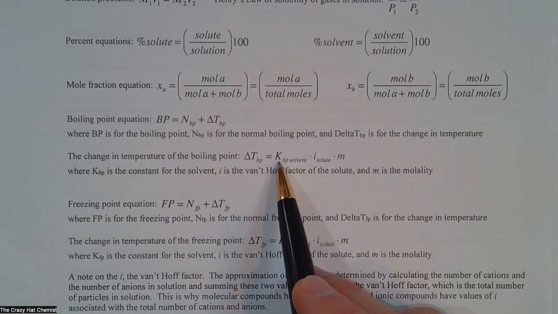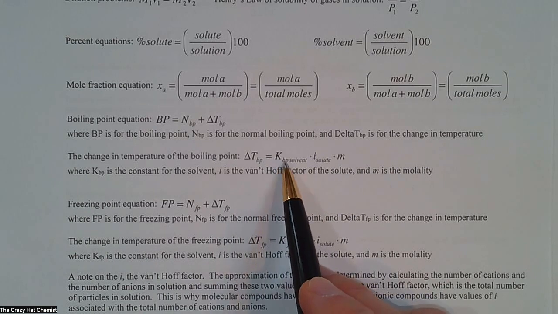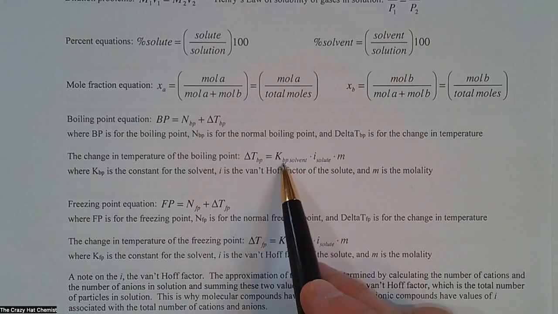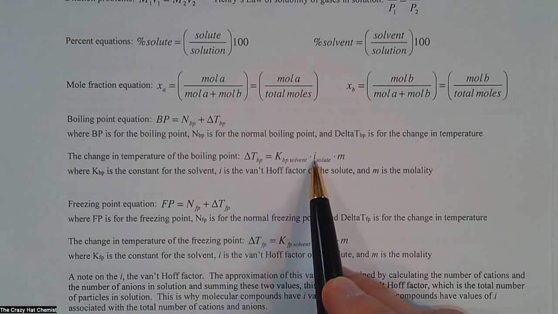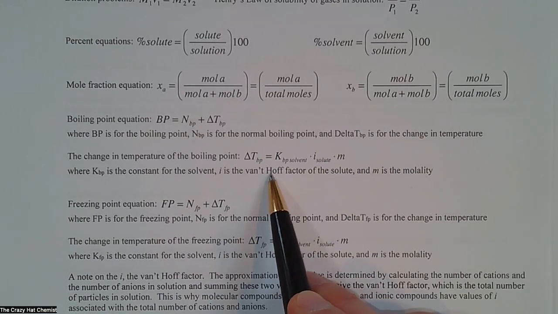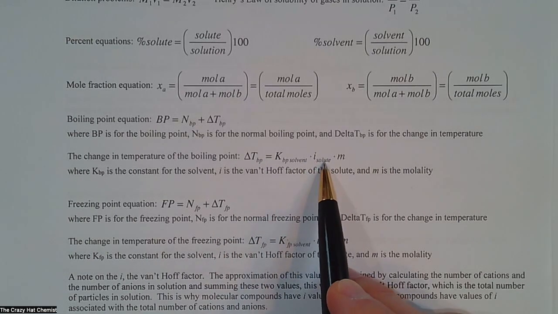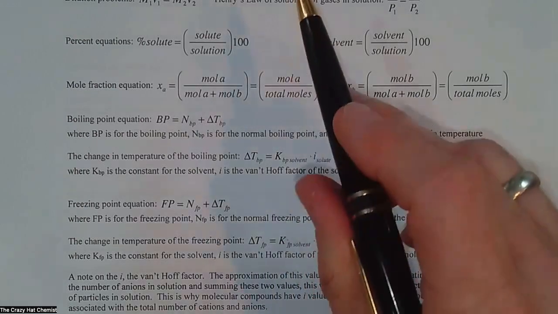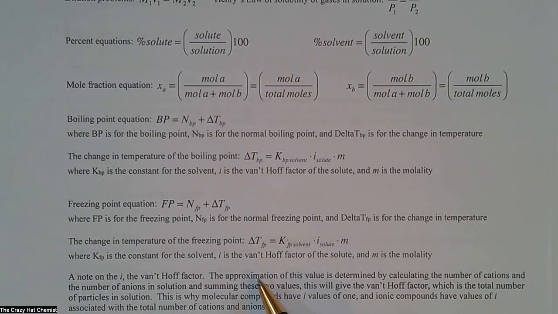So Kim, the K for Kim, is the boiling point constant for the solvent. That's a constant. It's the constant for the boiling point of the solvent. The i is called the Van't Hoff factor, and that's for the solute, and I'll talk about that in just a little bit. And m is the molality. What is the molality? Well, we just talked about that up there just a moment ago, okay?